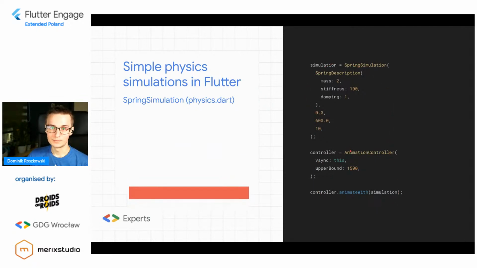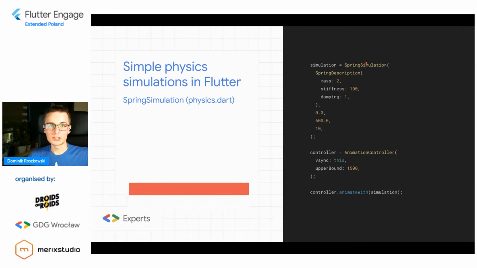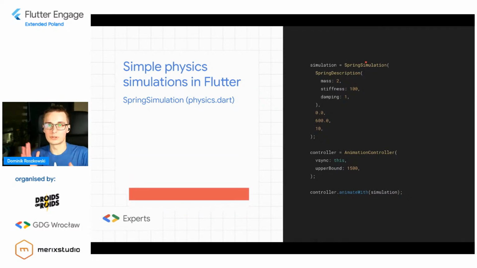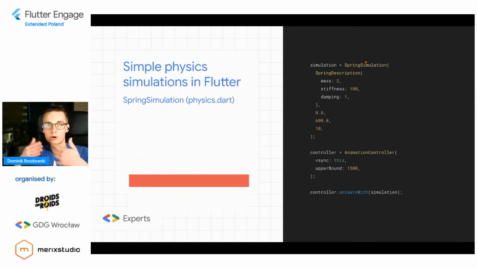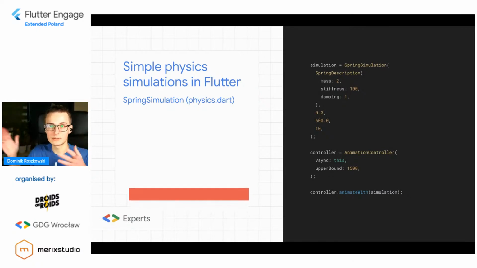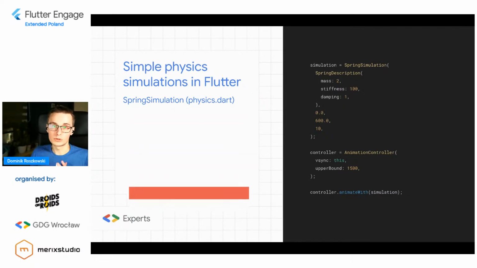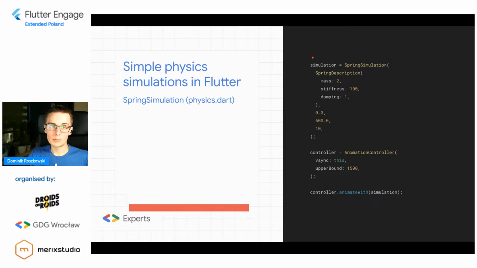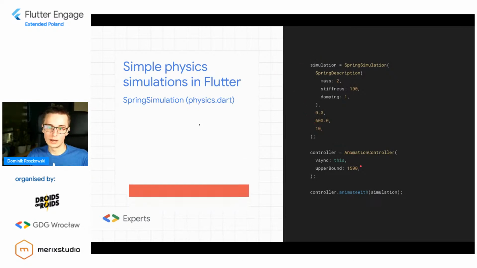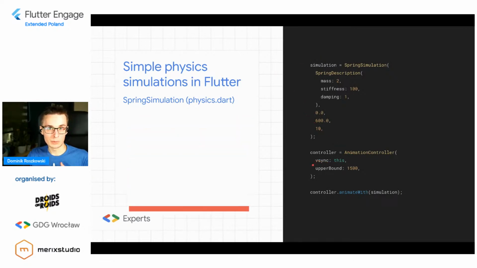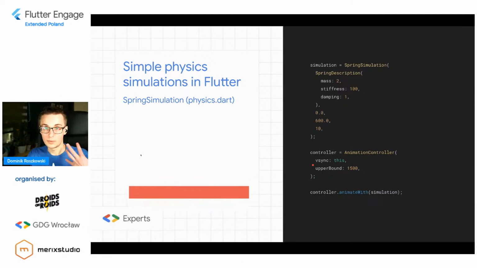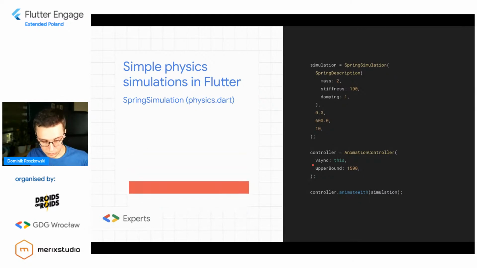So this simulation requires some kind of ticker that will progress the animation from 0 to end, and the end can be indefinite. If you provide some strange values, the spring could vibrate indefinitely. But the point is that in such a case, you have to make the upper bound of your animation controller much bigger than it used to be before, right?